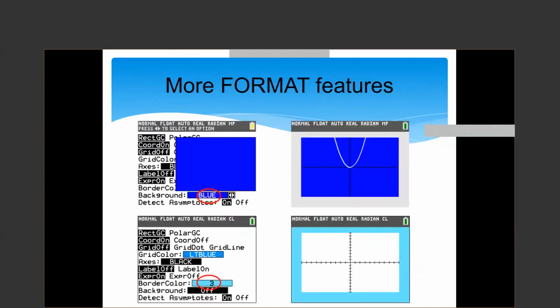More format features are quite easy to settle. You can just play around yourself. I will not illustrate. So you just go second format, and you can choose the background to be any color that is available there. You can also choose the border color, to beautify your design at the end.